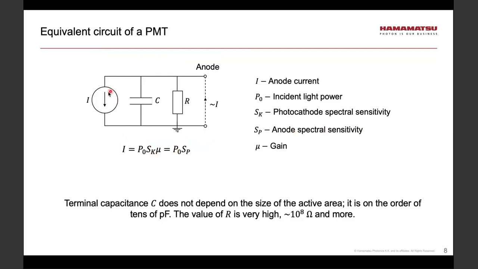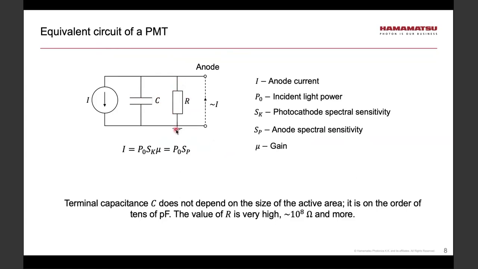So in addition to the current source, we have a capacitance. We can call this capacitance a terminal capacitance, and it will be primarily a capacitance between the anode and the last dynode. It's worth noting that for a PMT, this capacitance does not scale with the size of the active area. This is unique and certainly unlike what we see in the case of PN junction devices, to be discussed a little bit later. In addition, we have a resistor between the anode and effectively the ground.